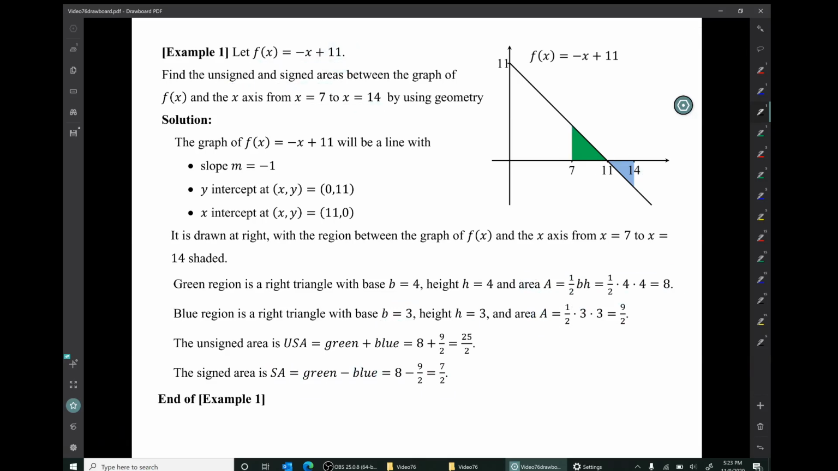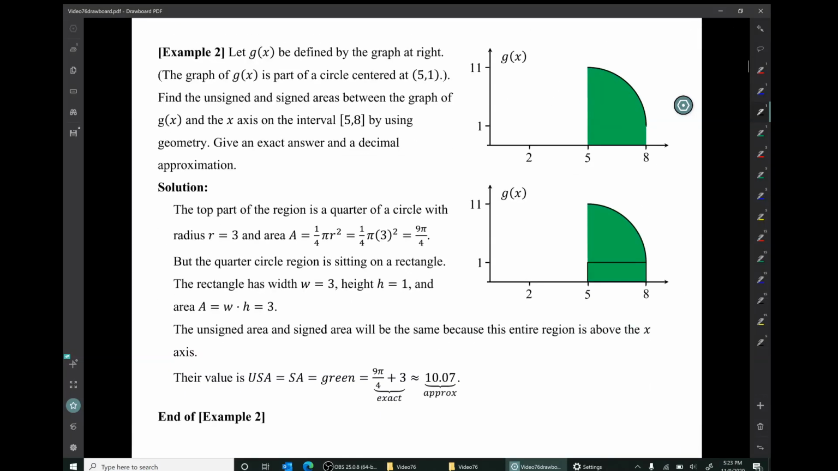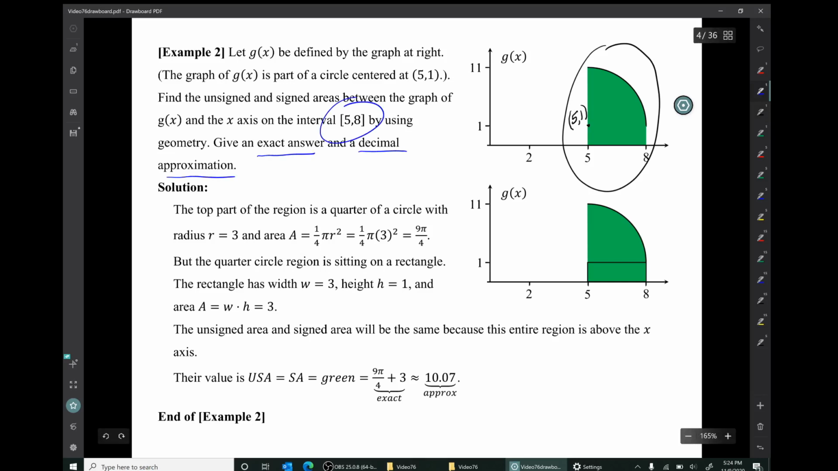Let's go on. Example 2. Let g of x be defined by this graph. This graph has part of a circle that's centered at 5, 1. So that's here. That's the center of the circle. Our job is to find the unsigned and signed areas between the graph of g of x and the x-axis on the interval 5, 8 by using geometry. And the task is to give an exact answer and a decimal approximation.